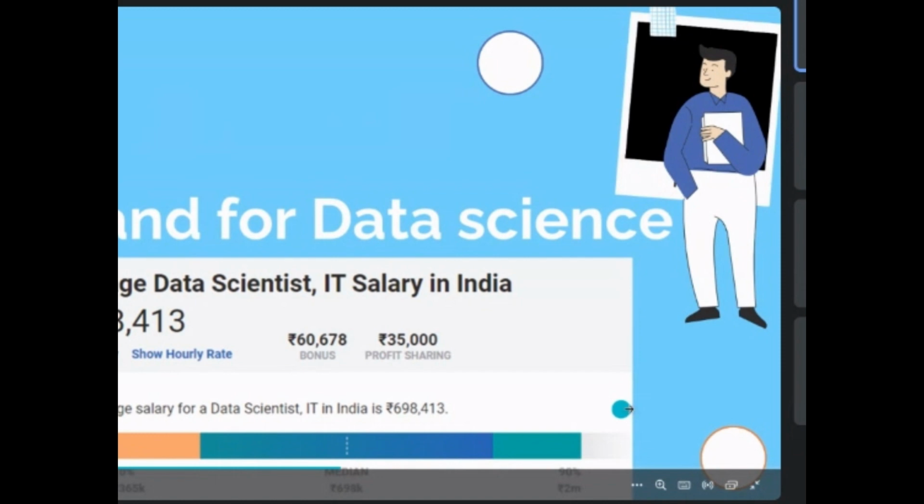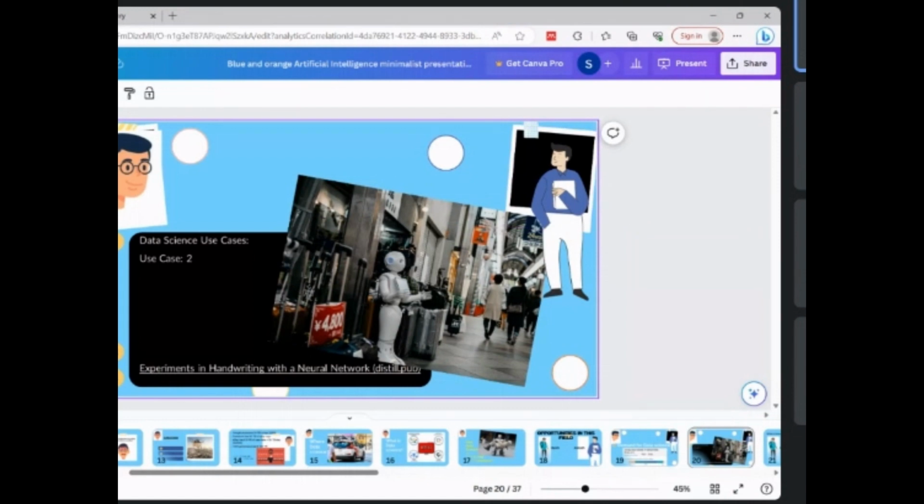Okay, so we have the second use case. Let me come up with the query. Do we have any query? Let me check it out. Okay, we don't have any query. So we have the second query. Can you see my screen?